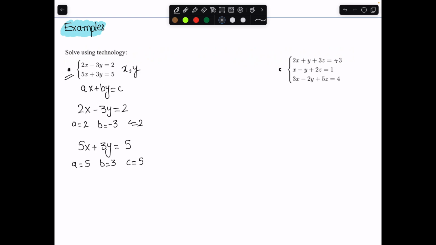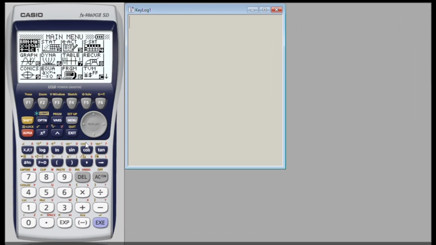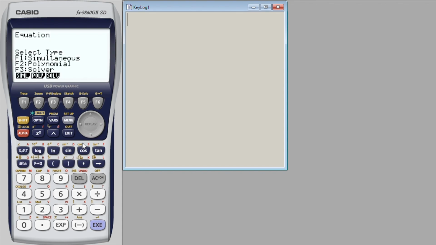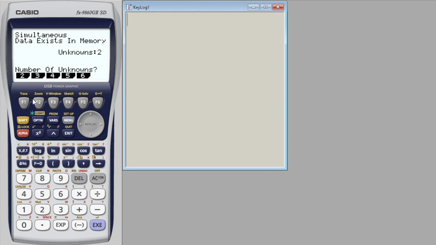Please note that we can also solve these equations using the method of elimination and substitution, but for this particular course we need to understand how we can use our GDC or graphing calculator to actually solve the system of linear equations. So let's get started. We need to go into the equation module. From here we need to select F1, which is simultaneous equations. From here we need to select the number of unknowns. In our question the unknowns are x and y, which is 2, so I'll select F1.